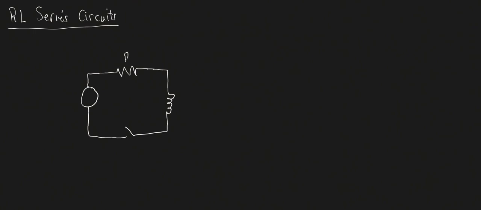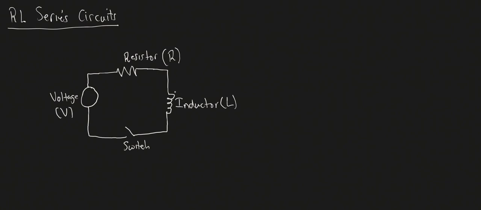So I'll label this. This is really our resistor. This is our inductor. This is our switch, and this is our external voltage. So the shorthand for resistor obviously is R. For inductor, it's L, and then for the voltage, obviously V.